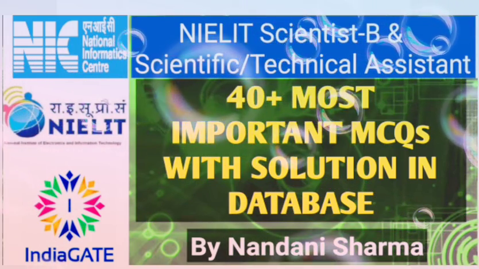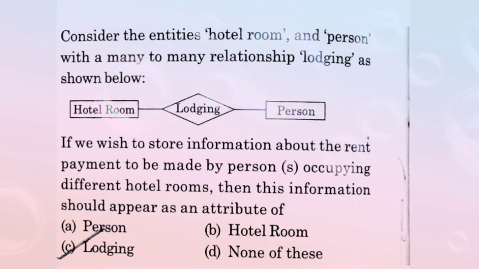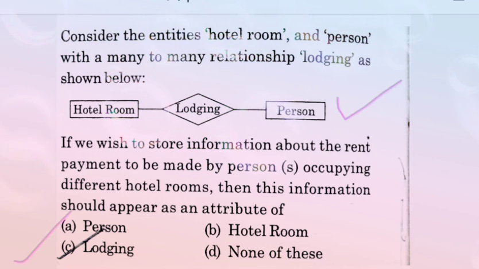So let's get started. First question: consider the entities hotel room and person with a many-to-many relationship lodging, as shown below. Here an ER diagram is given. Now on the basis of this ER diagram, if we wish to store information about the rent payment to be made by persons occupying different hotel rooms, then this information should appear as an attribute of. So this is the attribute of option C, that is lodging.